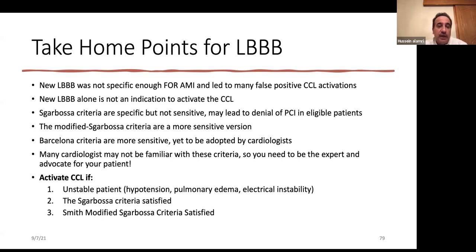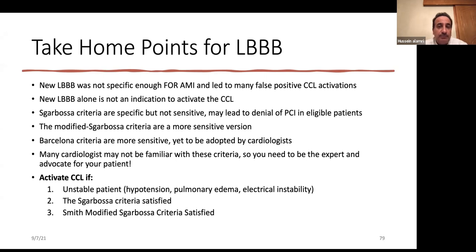And you have to remember that many of us, consultants, fellows, in cardiology, we are not familiar with these criteria, because we don't apply it most of the time. And, you know, left bundle branch block with STEMI is really not that common. As we said, it's around 7%. So 93% of these patients, they don't have left bundle branch block. So you have to be familiar with it.